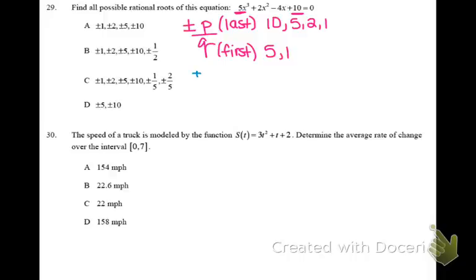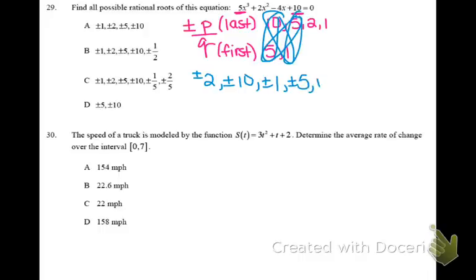So you have plus or minus 10 over 5, which is 2, plus or minus 10 over 1, plus or minus 5 over 5, plus or minus 5 over 1. This is starting to look like a mess, but that's okay. Plus or minus 2 over 5, plus or minus 2 over 1, which we already have over here, and then plus or minus 1 over 5, and plus or minus 1. So your correct answer for that is letter C.